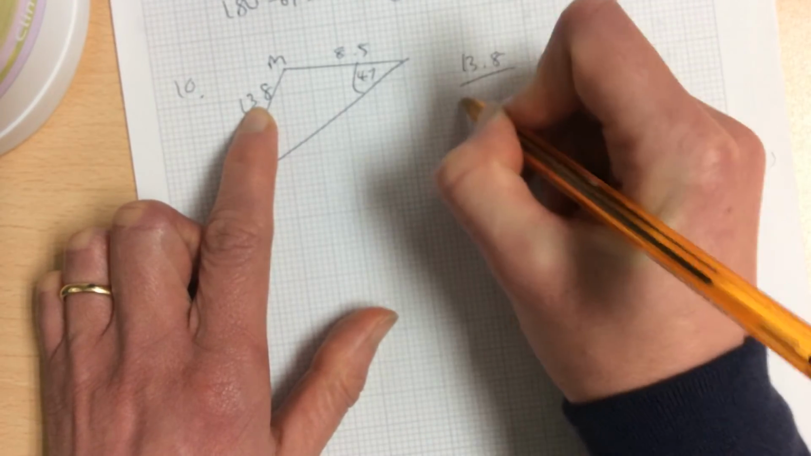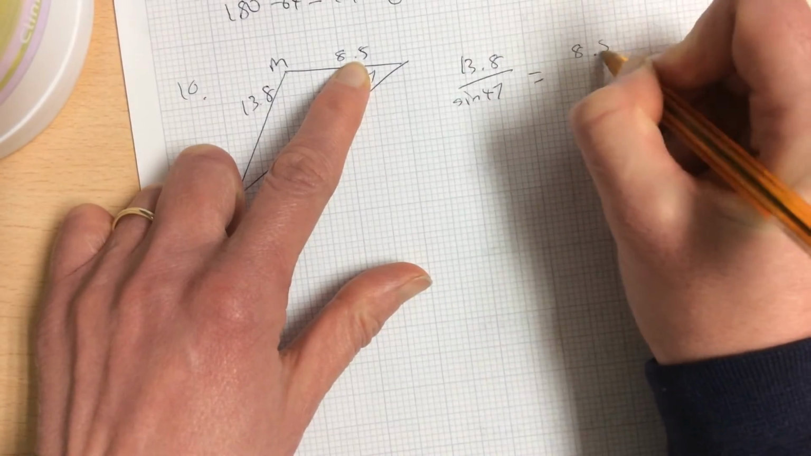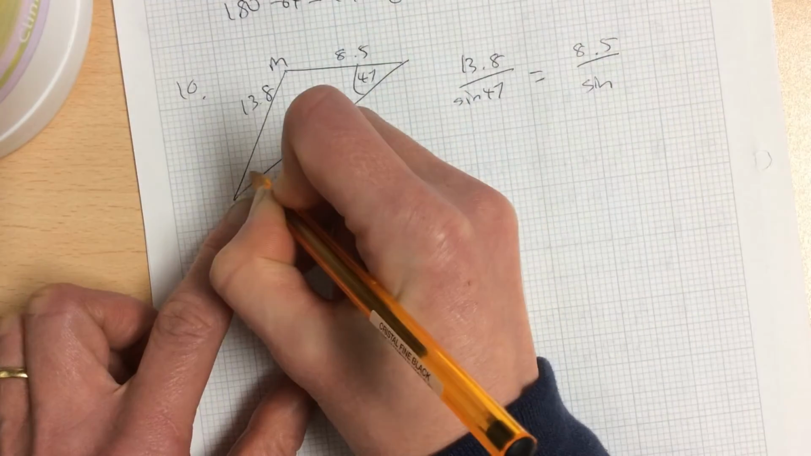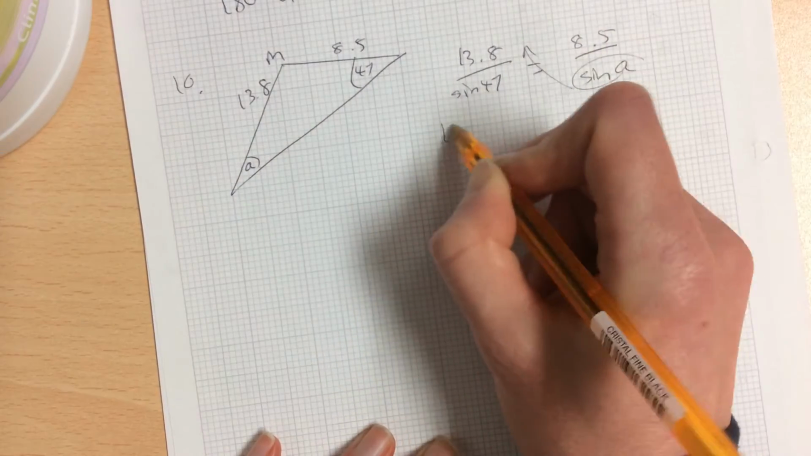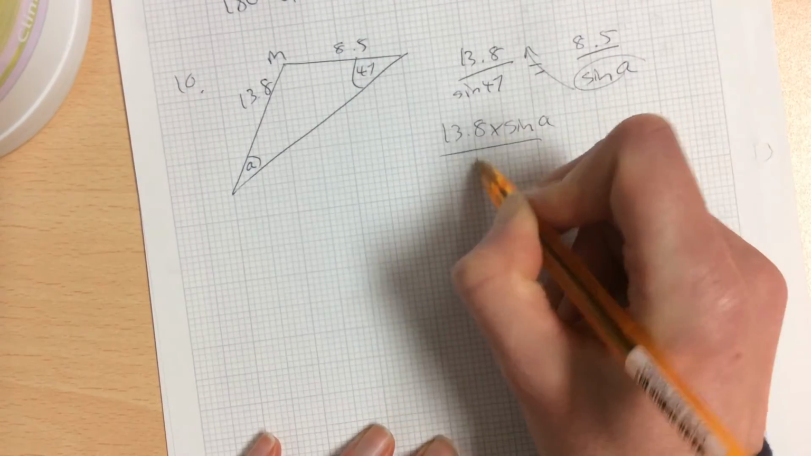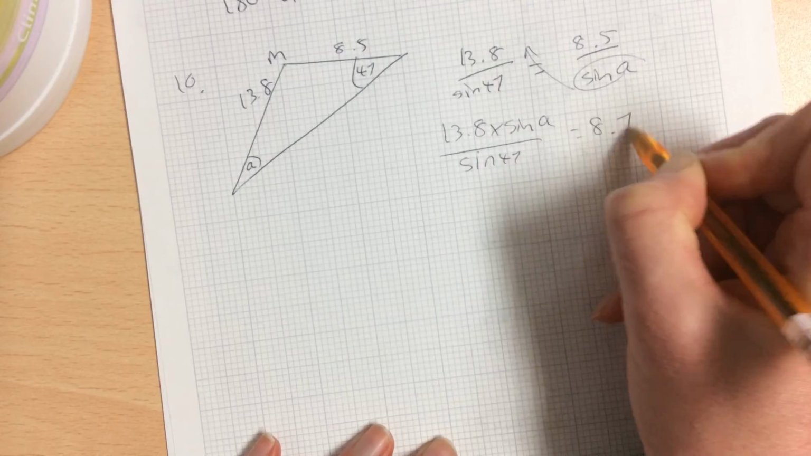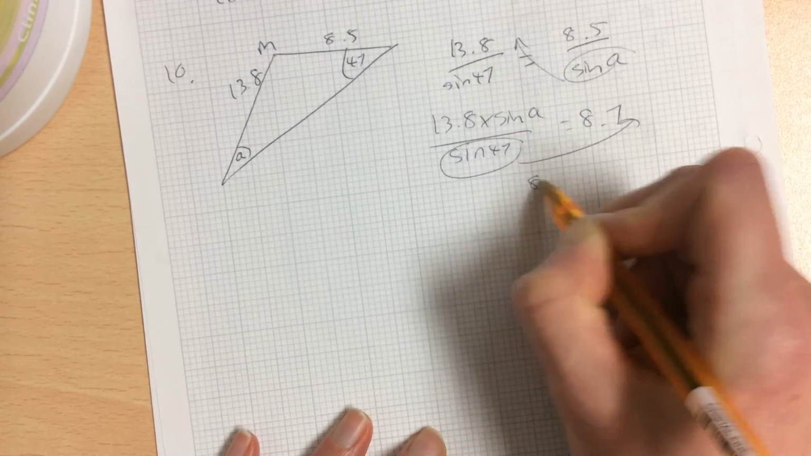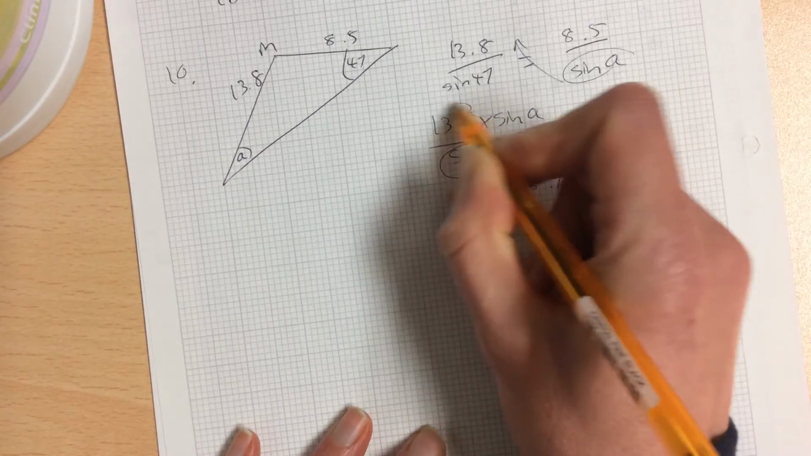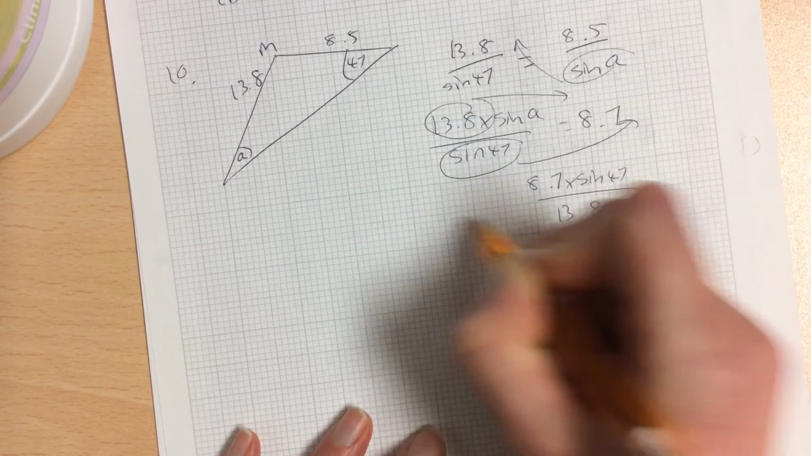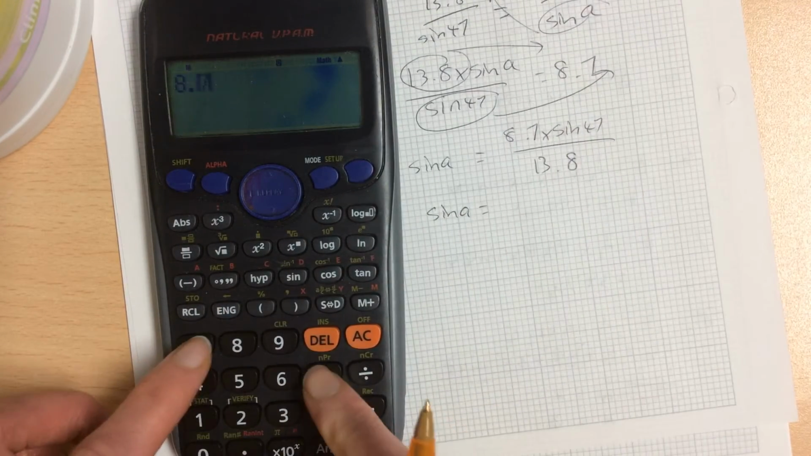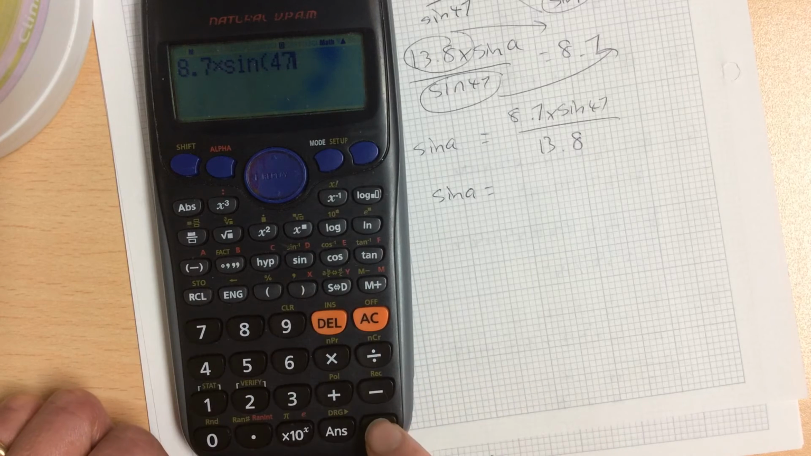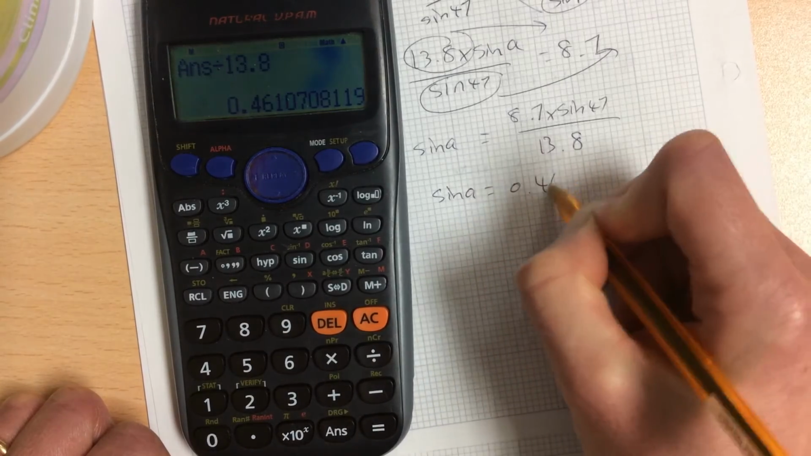So 13.8 over sine 47 equals 8.5 over sine, I'll just call that A. Okay, so bring this up to the other side. I've been here a few times now. And I want sine 47 equals 8.5. You want the sine A on its own. So it's 8.7 times sine 47 divided by 13.8. So sine A equals this. So I'll just show you my calculator work here. 8.7 times sine 47 equals, got the top row, divided by 13.8 equals 0.461.